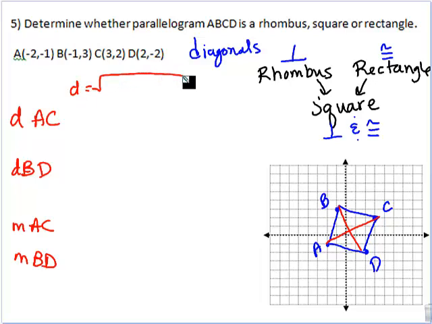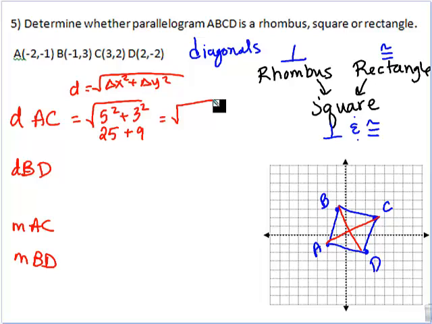So our distance formula, change of x squared plus change of y squared. So from A to C. How much do your x's change from A to C? 5. So you have 5 squared plus, how much do your y's change? 3 squared. So 5 squared? 25. 3 squared? 9. So this is really the square root of? 34. Right? Yeah? Okay.